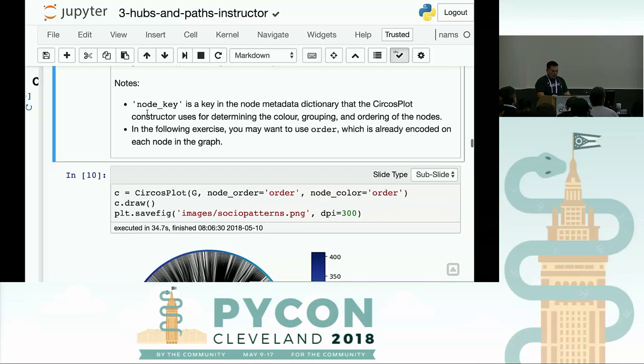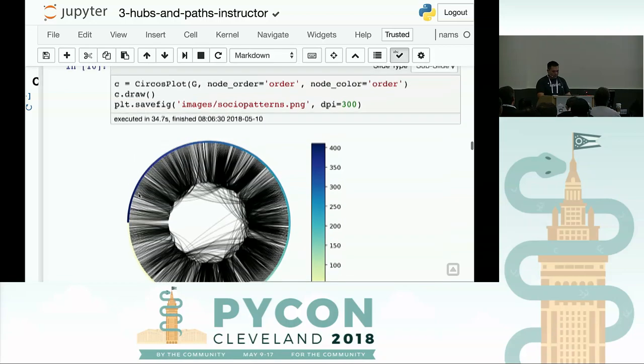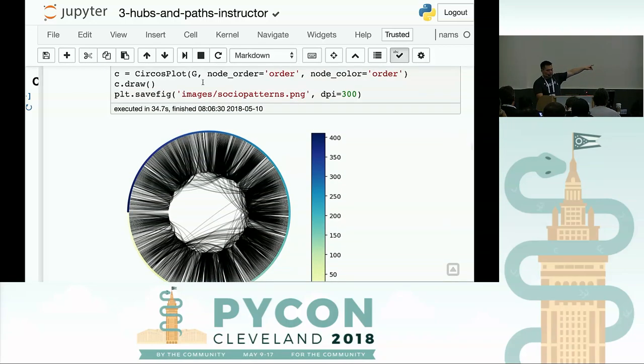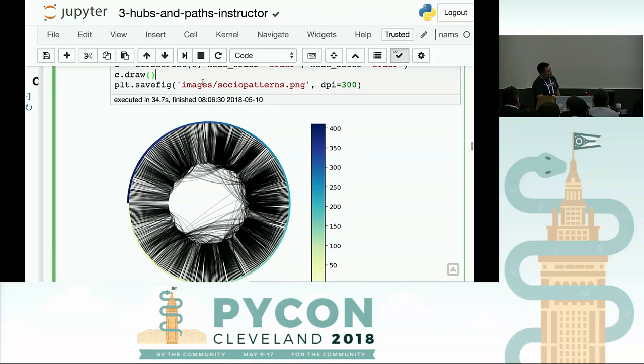So for example, if we were to visualize the social patterns graph, right, we would get something that looks like this. So this should be an exercise for you. But for now, I'm just going to show you the answer. Feel free to copy in the code and visualize it for yourself as well. This is what we get, right?